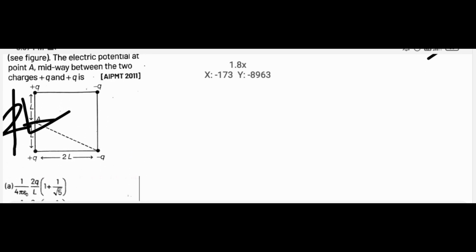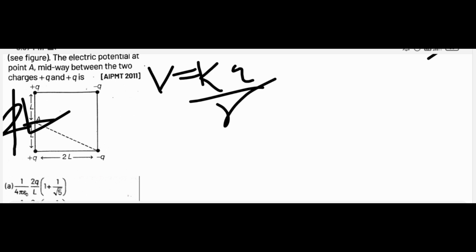They are asking about all those 4 corners. How do we find this type of question? This is somewhat related to the previous question, but there they told that V is 0 at the center, whereas here they are asking with reference to a point. So potential again, V is equal to kq by r. We can take the 2 plus q charges and the 2 minus q charges separately.